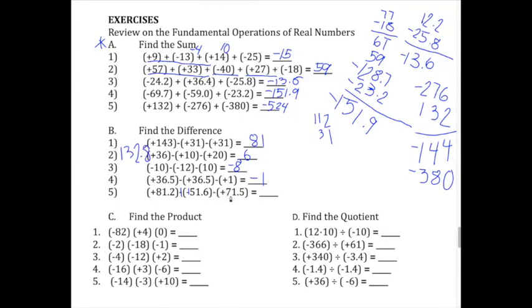minus positive 71.5. So this is clearly we're going to subtract. So we have 13 minus 7 is going to give us 6. 2 minus 1 is going to give us 1. 8 minus 5 is going to give us 3. This is 61.3. Okay, so that's for the difference.